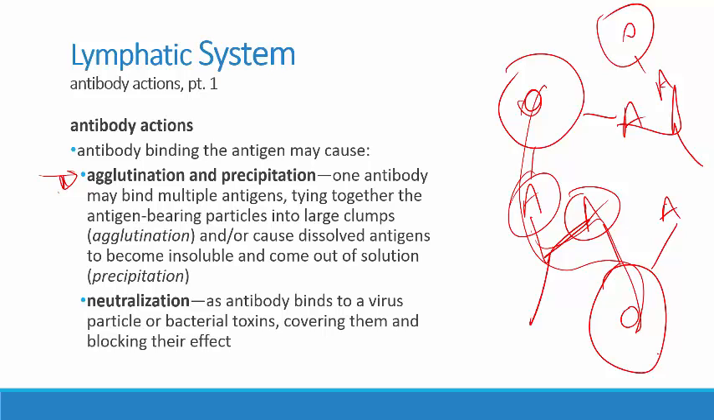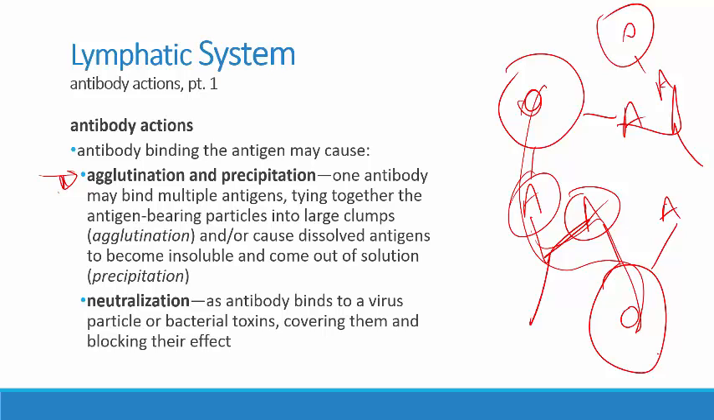That's agglutination. But if it's a dissolved protein that the antibody is binding to, and this is maybe more likely with, say, a toxin that's been released, it can make this dissolved protein, whatever it is, come out of solution so that it is no longer dissolved. And that's referred to as precipitation, so that it falls out of solution, just like rain falling from the clouds. That's precipitation. So agglutination and precipitation are one thing that can happen, or it could cause neutralization.